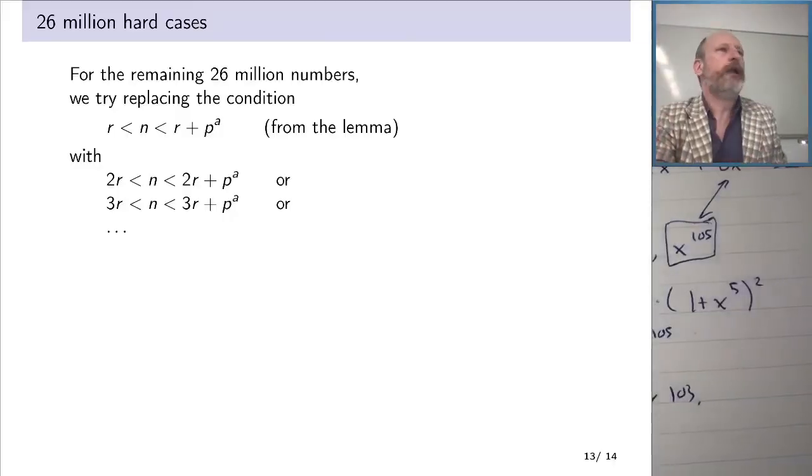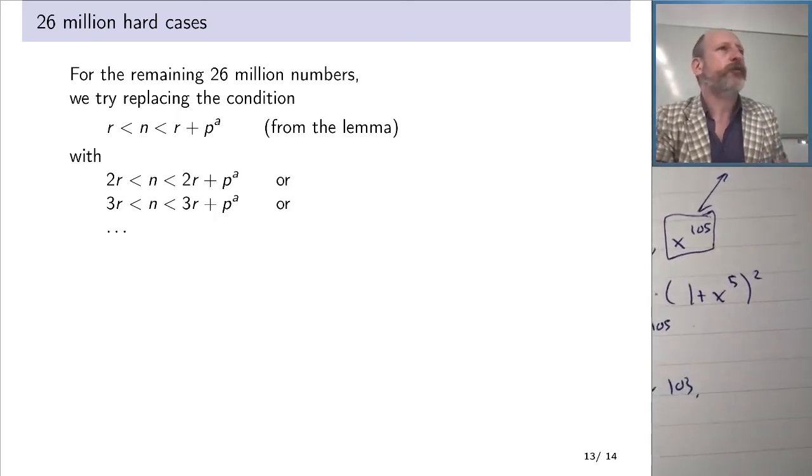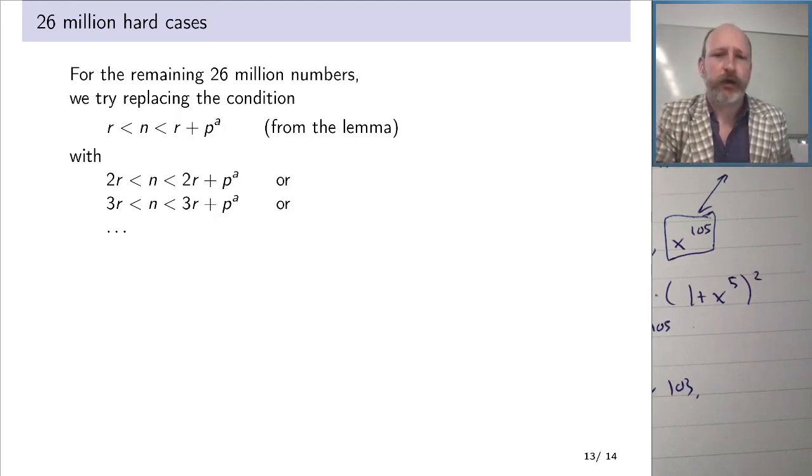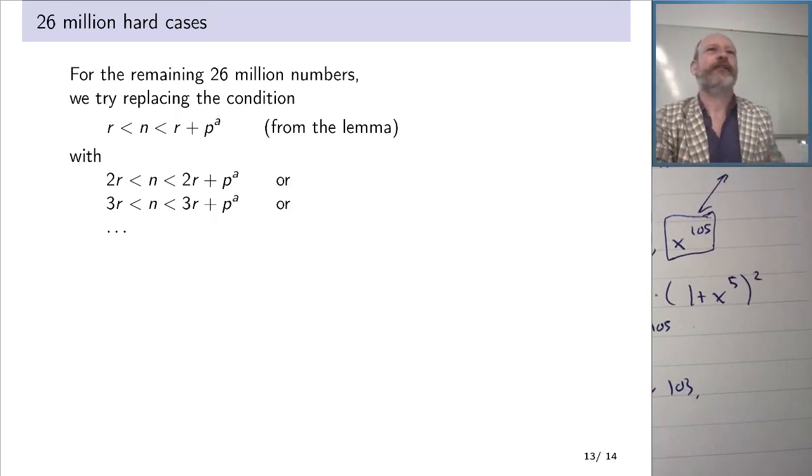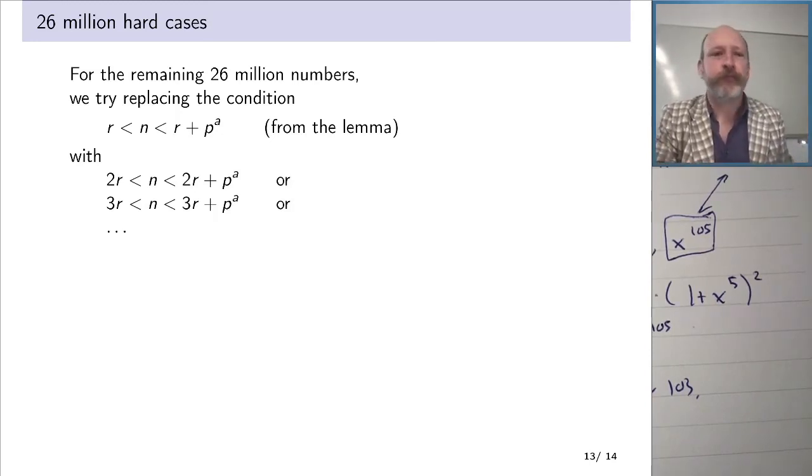Okay. So to compute out to a trillion, to deal with these 26 million exceptions, we do techniques just like what I did with 210. We didn't automate them completely. I don't know why 5 is really different from 7 in that example, but I can check 5, I can check 7, and the computer does that pretty quickly, and there's only 26 million things to check. That's nothing compared with a quadrillion.